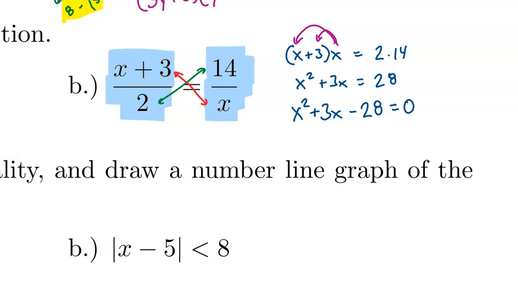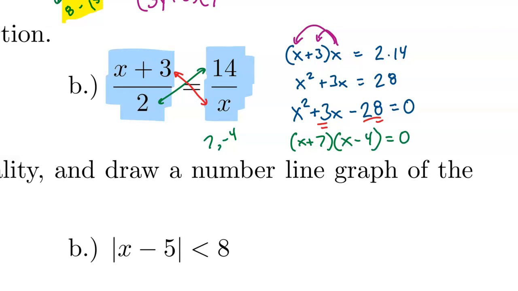And now my goal is to try to factor the left-hand side. So I want to find a pair of numbers that multiplies to equal negative 28 and adds to equal 3. And it might occur to you that the numbers that work are positive 7 and negative 4. So the trinomial factors as x plus 7 times x minus 4.